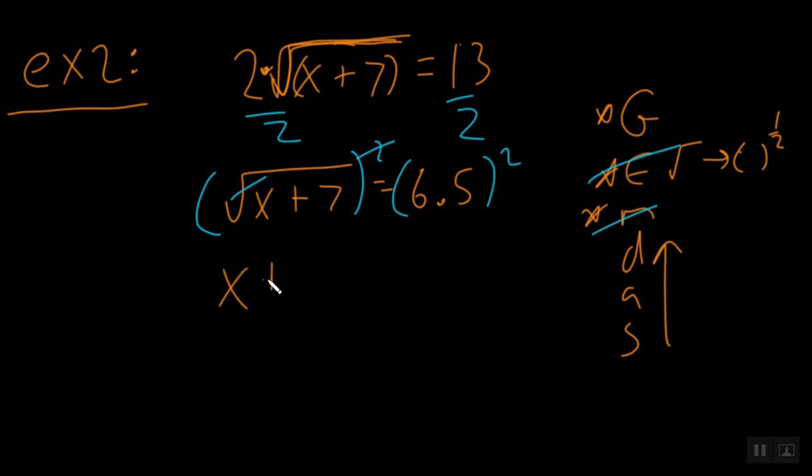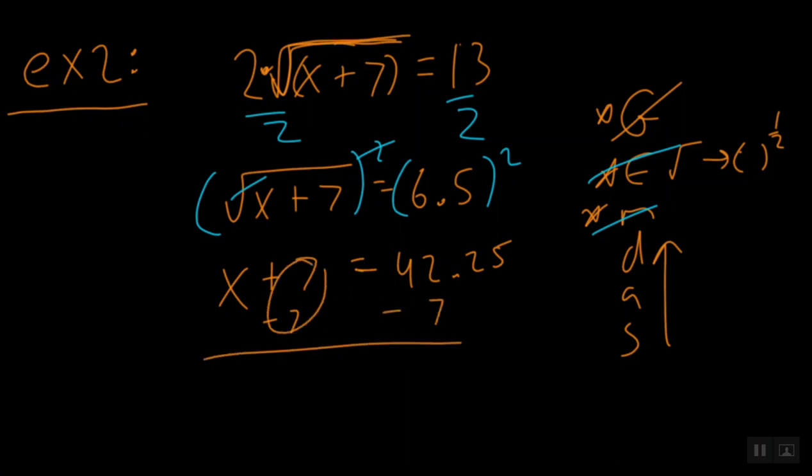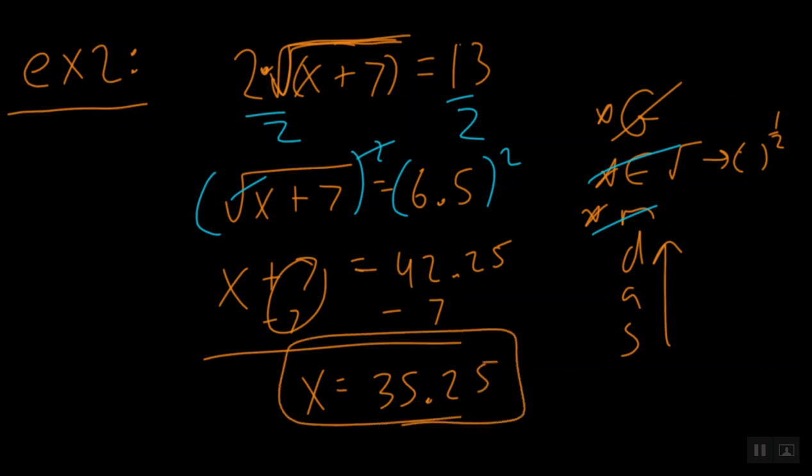And now we have x plus 7 is equal to, and I'll actually have to use a calculator for this. Let's see, 6.5 times 6.5, which will give us 42.25. Okay, so that decimal is not too bad. And then from here, well, we're in our grouping, but how do you get rid of the plus 7? Well, we simply do minus 7. Okay. And we get this, x is equal to 42.25 minus 7 should give us 35.25. All right, that was example 2.